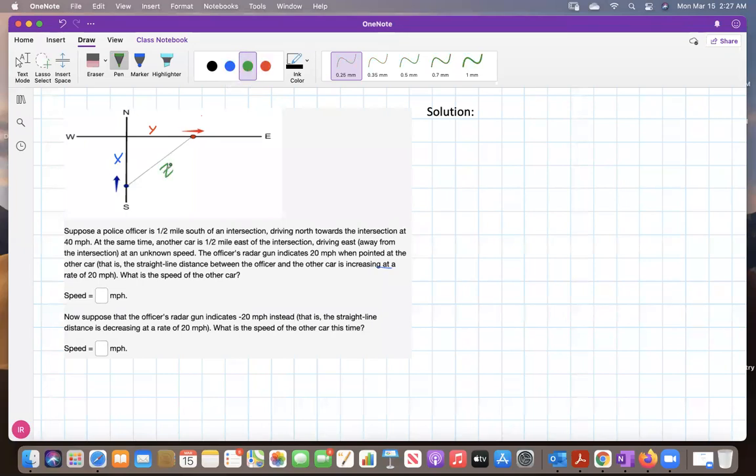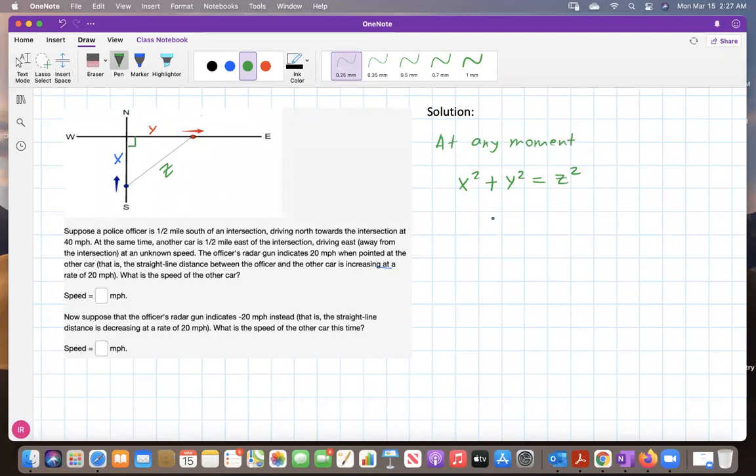Now, at any moment, the following should be true: x squared plus y squared equals z squared, right? Now that is true because the officer's car, the driver's car, and the intersection form at any time a right triangle, right?